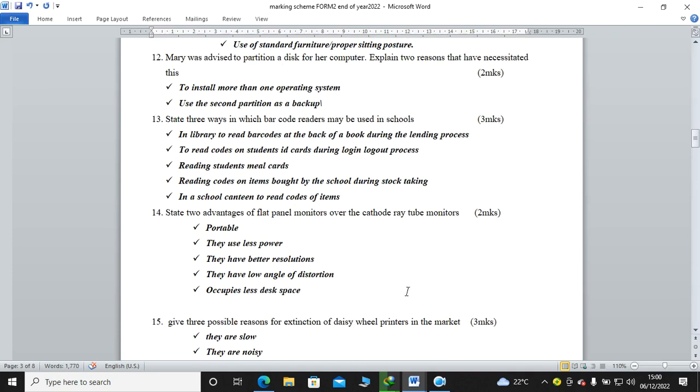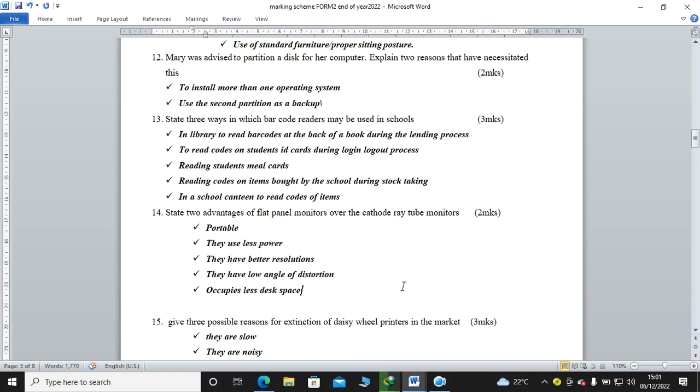Then we have question number 13. State 3 ways in which barcode readers may be used in schools. How can you use barcode readers in schools? We are used to seeing barcode readers in the supermarket, but it is important to note that we can also use barcodes in schools. So how can we use barcodes in school? Number 1, in the library, to read barcodes at the back of the book during the reading process.